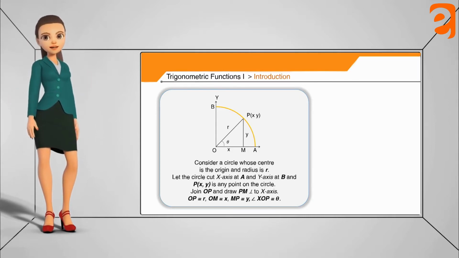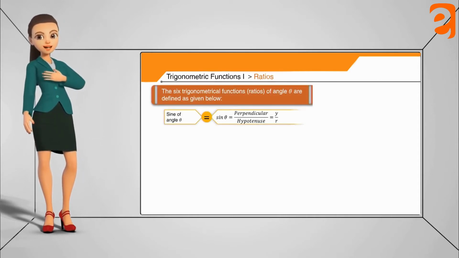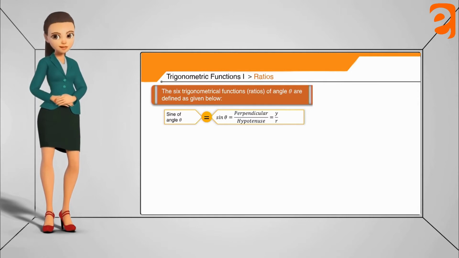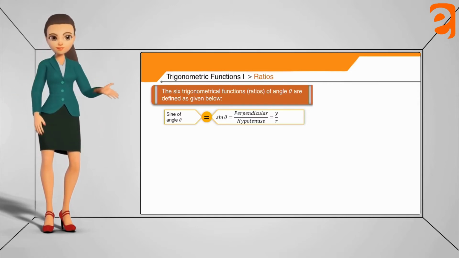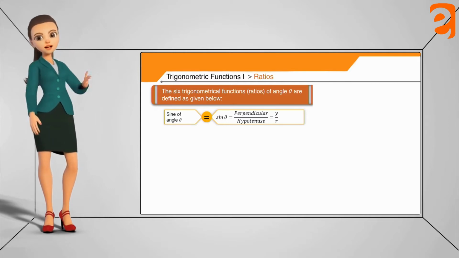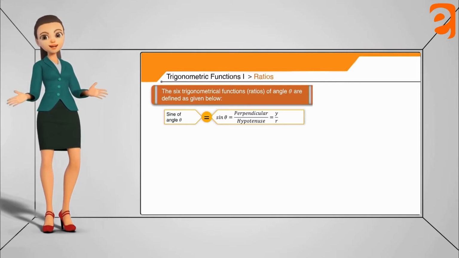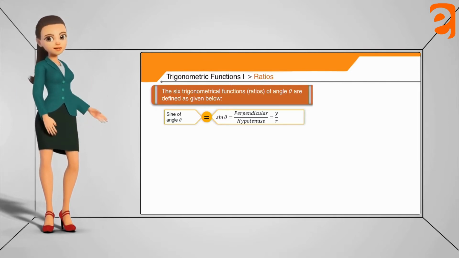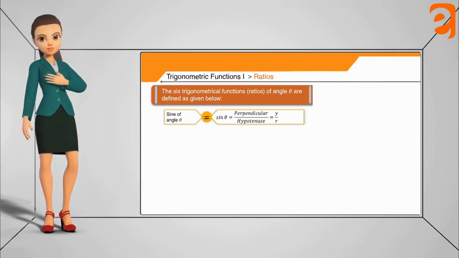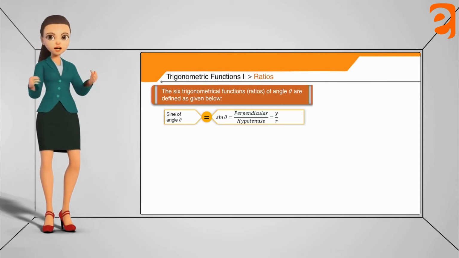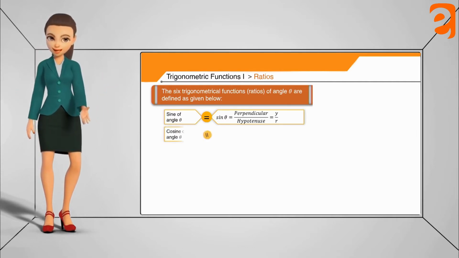So, now keeping this figure in mind, we will define the 6 trigonometric functions. First function is sine theta. Sine theta is defined as perpendicular by hypotenuse. If you look at the diagram, the perpendicular is the distance from P to M, which we label as y. And the hypotenuse is the distance from O to P in that right angle triangle, which is defined as R. So, this is y by R.